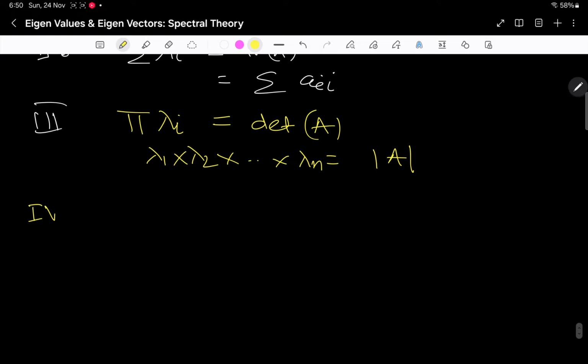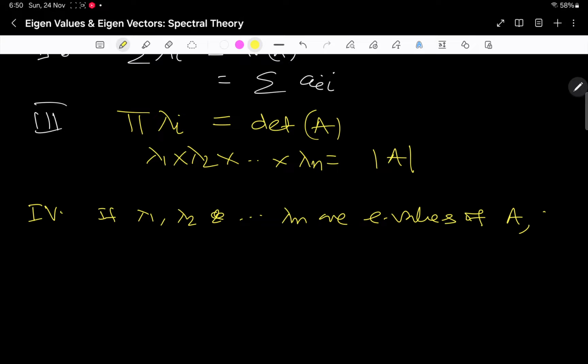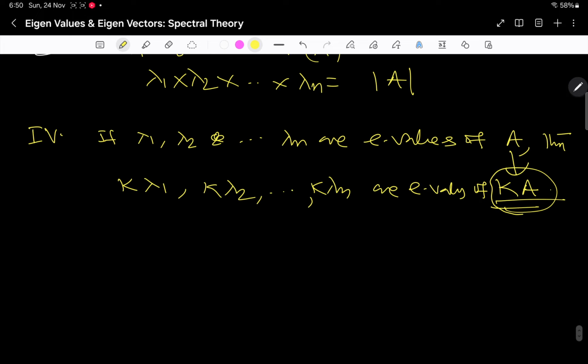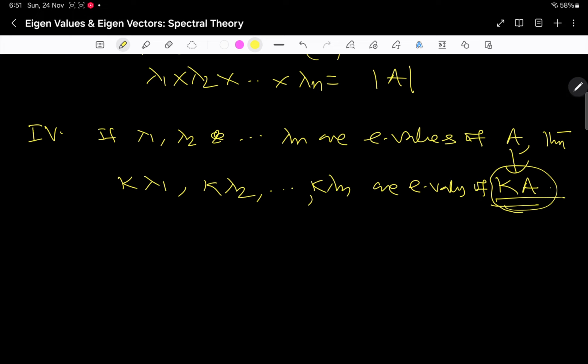And the fourth property is, if lambda 1, lambda 2, and so on, lambda n are eigenvalues of A, then if a scalar k is multiplied with this matrix, then k lambda 1, k lambda 2, and so on, k lambda n are eigenvalues of kA. Right, if a matrix is multiplied by a scalar, then all the eigenvalues are multiplied by the same scalar.